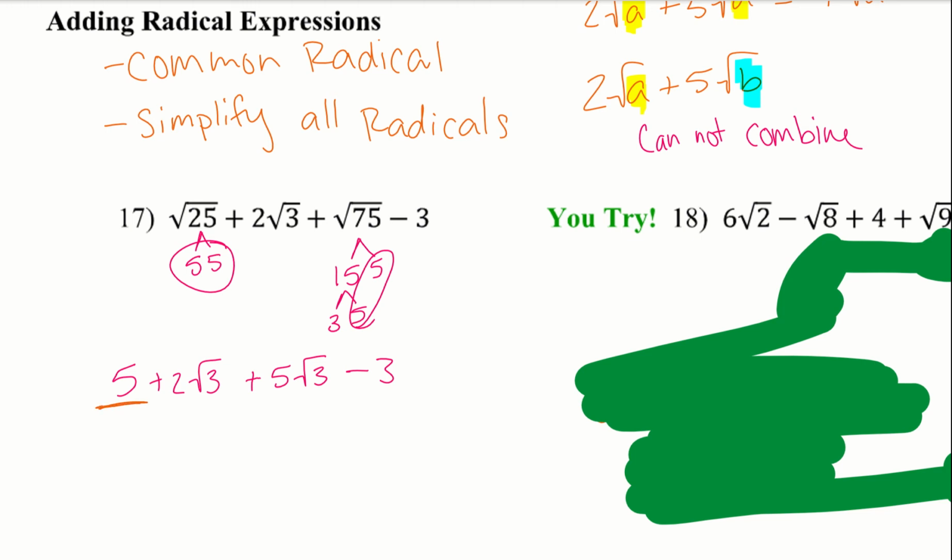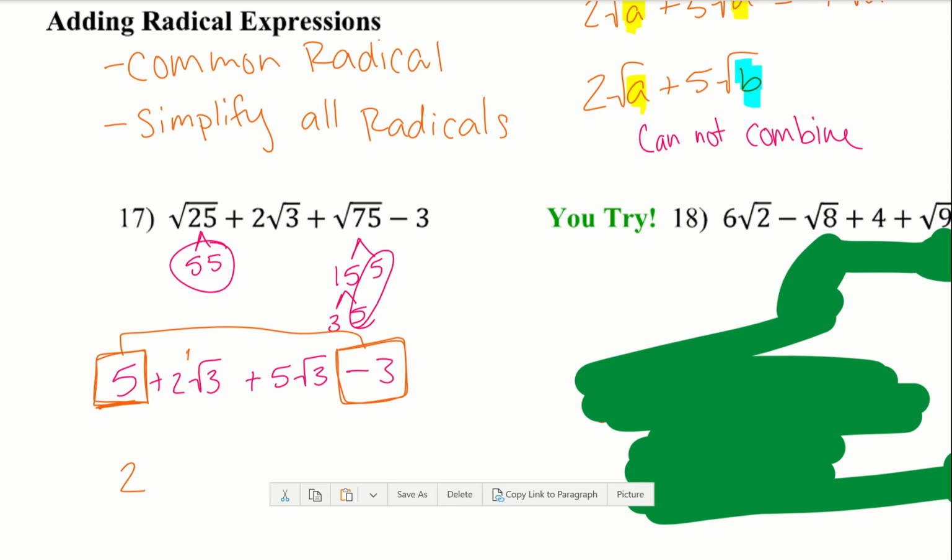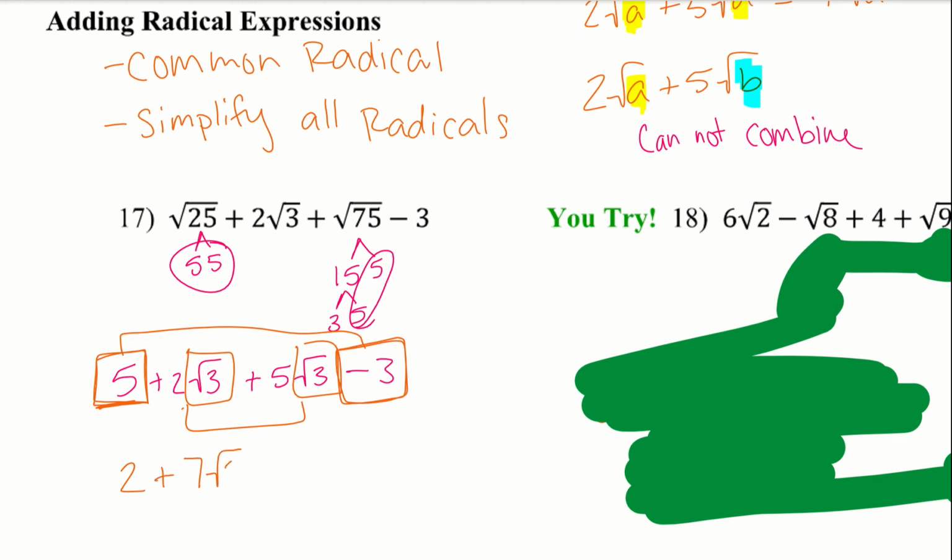All right, so first, let's start with this 5 out front. The 5 doesn't have any radical whatsoever, so I'm going to combine it with something that does not have a radical, which would be my negative 3. So I can go ahead and combine these two together. So I now have 2. Now I'm going to take a look at my next option. I have root 3. Oh, look, I have another root 3 here, so I can combine these two together. So I now have plus 7 root 3. Okay, and there's my final answer.